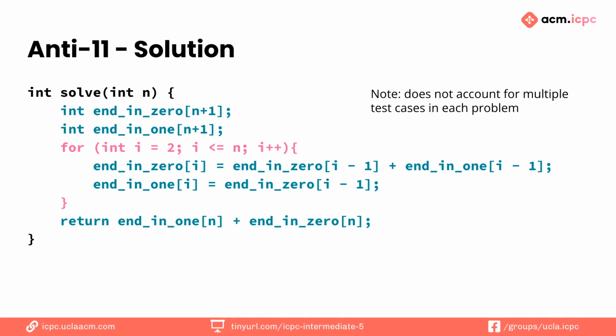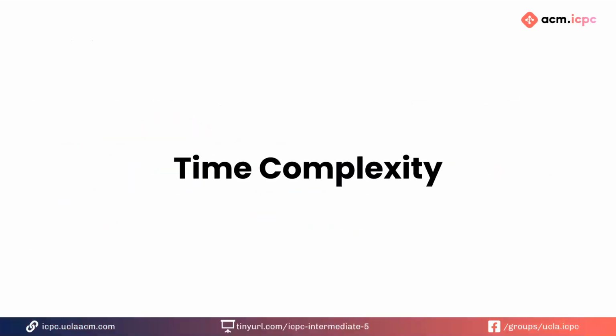Are there any questions about this? The recursive part is hard to find. All right, if not, that's how you do anti-11, and we'll start to go into time complexity and divide and conquer.